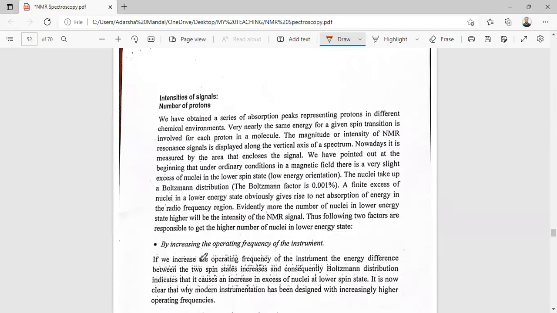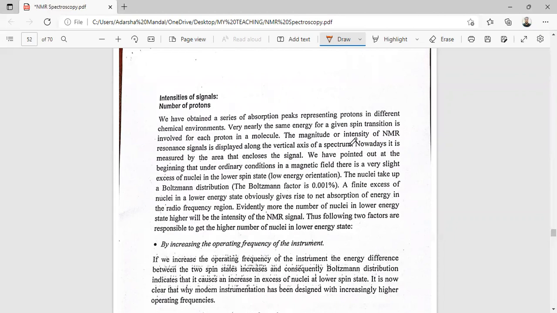So now we will discuss the intensity of the signal and the number of protons. We have obtained a series of absorption peaks representing the protons in different chemical environments. Very nearly the same energy for a given spin transition is involved for each proton in the molecule. The magnitude or intensity of the NMR resonance signal is displayed along the vertical axis of the spectrum. Nowadays, it is measured by the area, the integral of the signal.